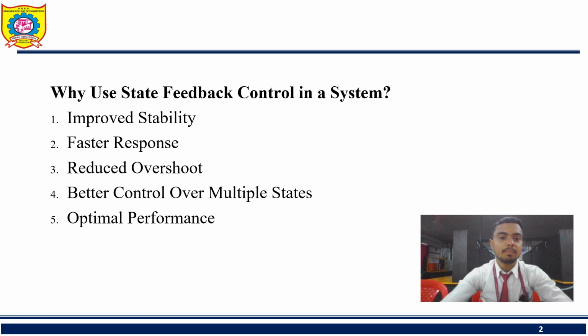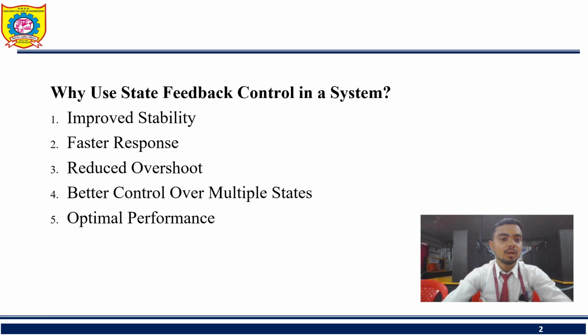Why do we use state feedback control in the system? First is improved stability. It helps in placing the system poles at designed locations and ensures stability. Second, faster response. The controller allows adjustment of transient response, reducing rise time and settling time. Third, reduced overshoot. It minimizes unwanted oscillations and overshoots in the system response.